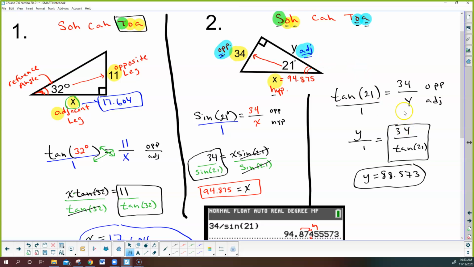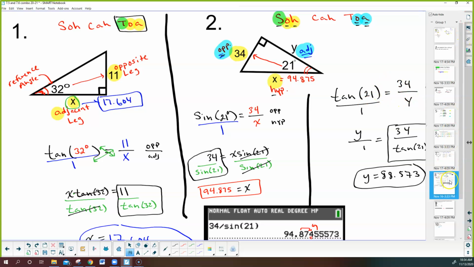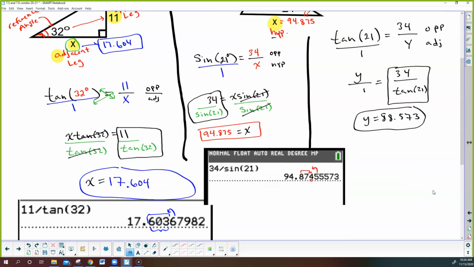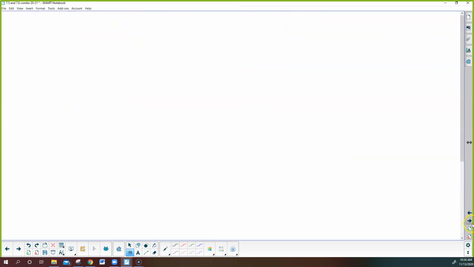Now, unfortunately, all of these had the x or the y in the denominator. What happens if it's not in the denominator? I think I got a problem like that. I'm not positive. I'm just going to show you that on a separate slide here really quick. All right, don't write this. I just want to show it to you quick.